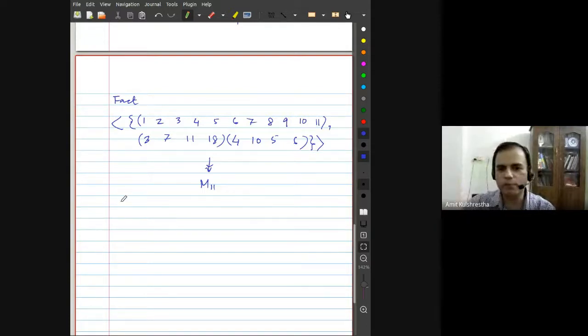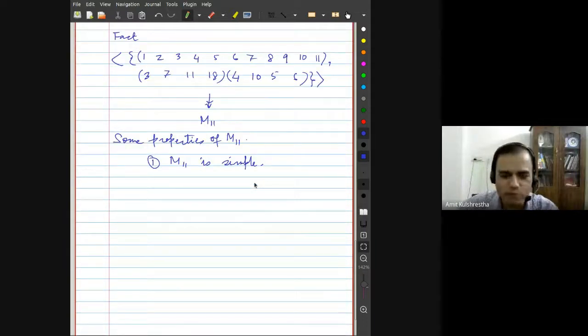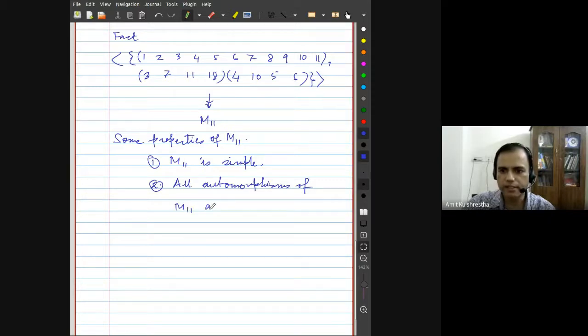So what are some properties? Let me point out some properties of M11. Number one, M11 is simple. So it is, I guess, the smallest simple non-abelian group. No, of course, no. Among the sporadics it is the smallest, but not among the simple groups overall. Number two, all automorphisms of M11 are inner.